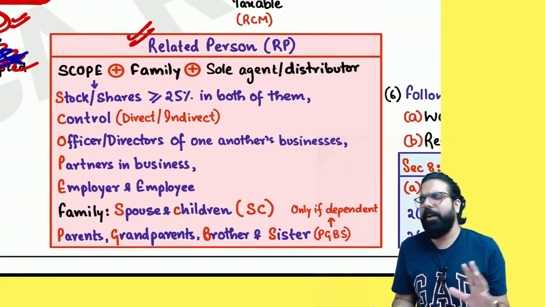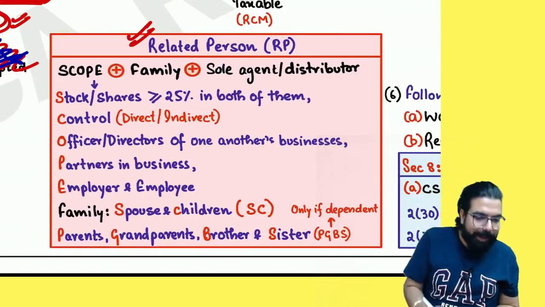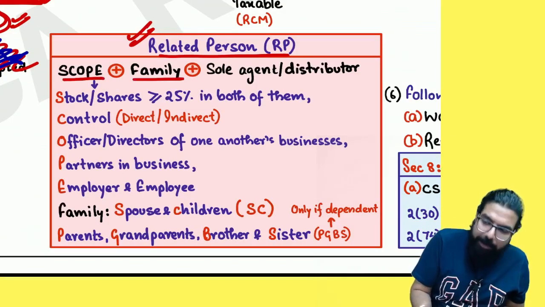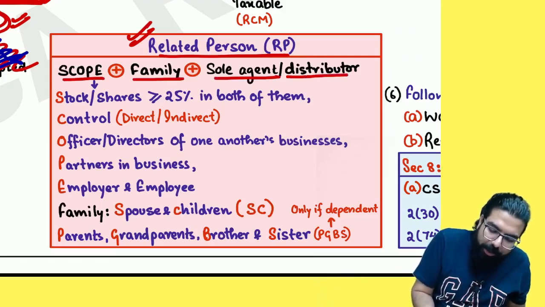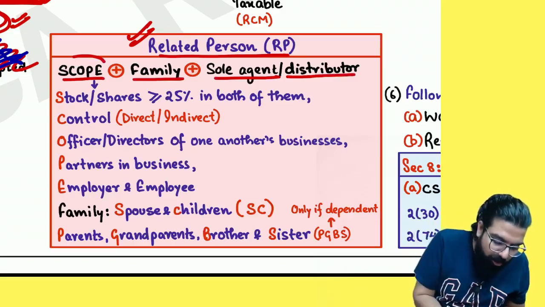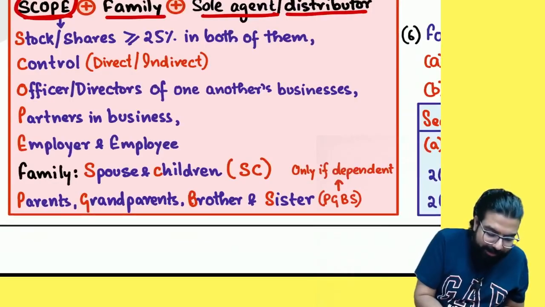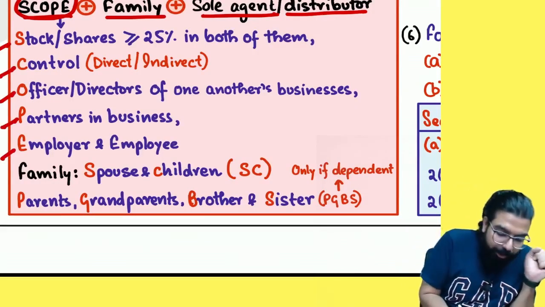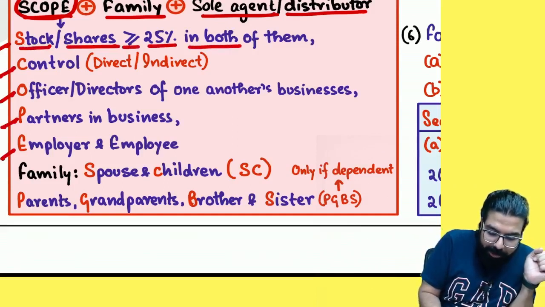Related person, very, very easy. Listen carefully. Related person is SCOPE plus family plus sole agent or distributor. What do you mean by SCOPE? Listen. SCOPE: S means stock or share greater than or equal to 25% in both of them.